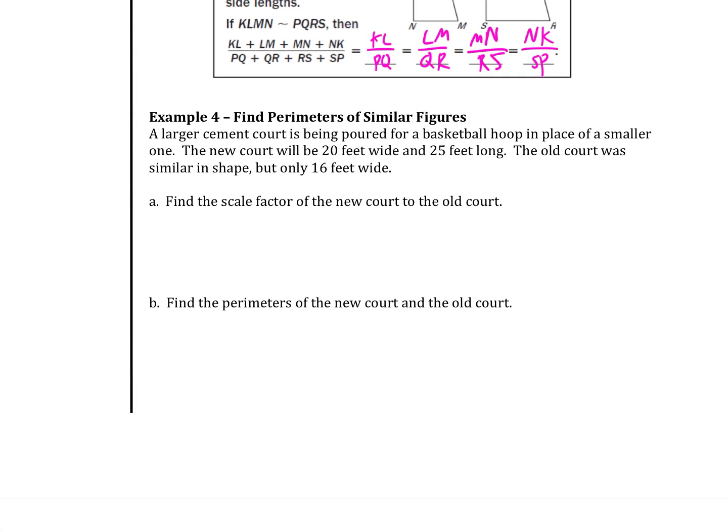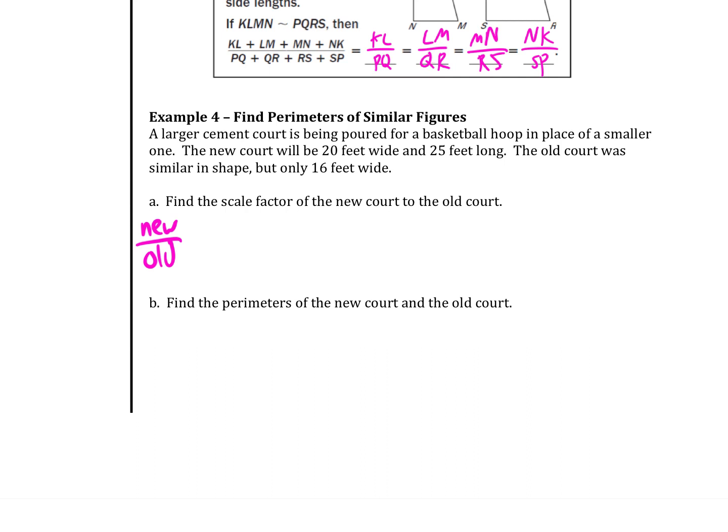All right, example 4, find perimeters of similar figures. A larger cement court is being poured for a basketball hoop in place of a smaller one. The new court will be 20 feet wide and 25 feet long. The old court was similar in shape, but only 16 feet wide. Step A says find the scale factor of the new court to the old court. So we're going to do new over old. Okay, that's the ratio we're going to use.